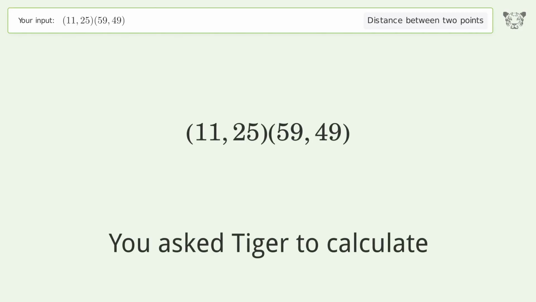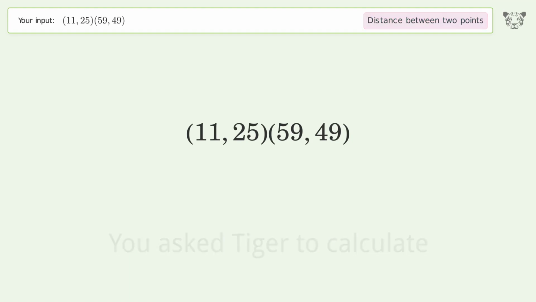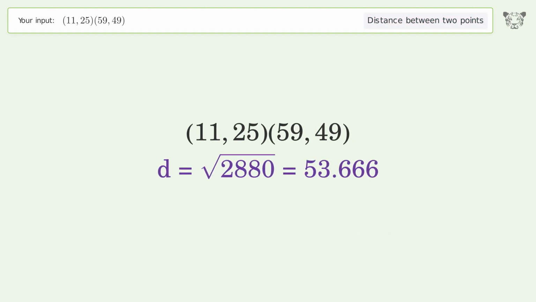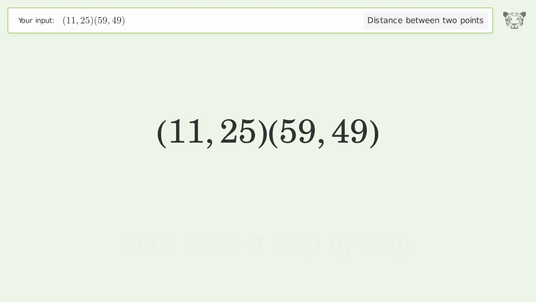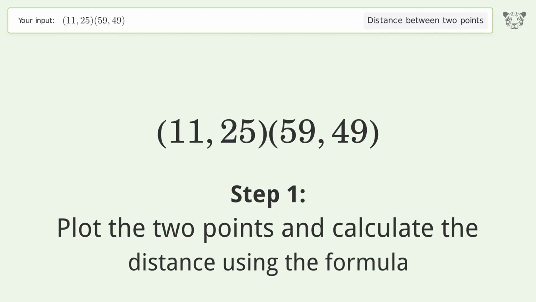You ask Tiger to calculate. This deals with the distance between 2 points. The distance between the 2 points is the square root of 2,880, or 53.666. Let's solve it step by step. Plot the 2 points and calculate the distance using the formula.